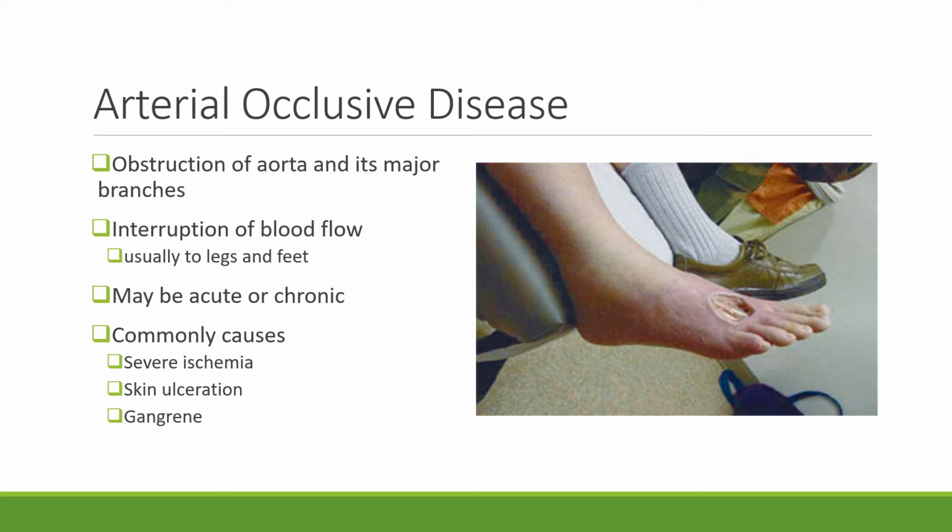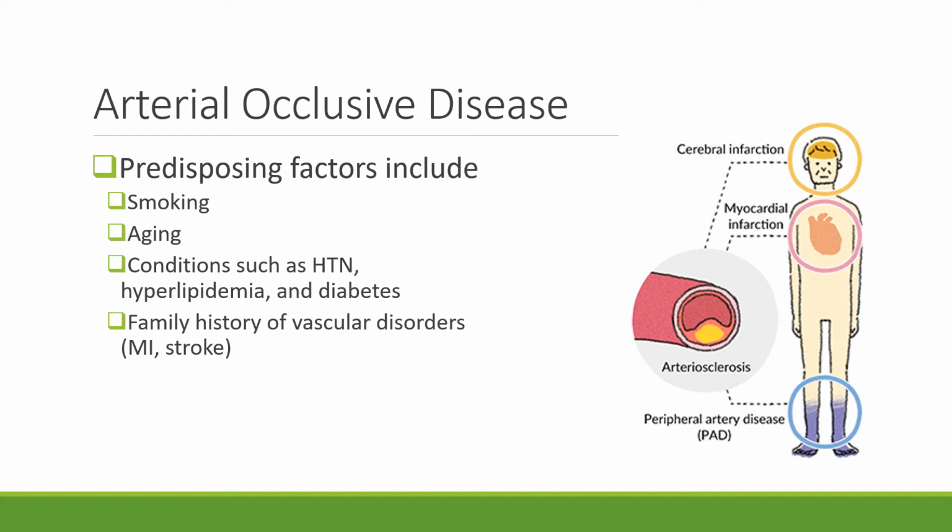Occlusions may be acute or chronic and commonly cause severe ischemia, skin ulceration, and gangrene. Major risk factors for peripheral arterial disease are cigarette smoking, diabetes, older age, generally older than 40, hypertension, hyperlipidemia, and hyperhomocysteinemia. As we said earlier, those occlusions could be acute or chronic.